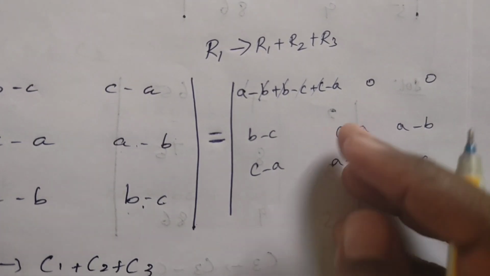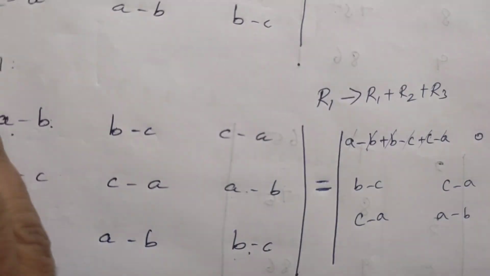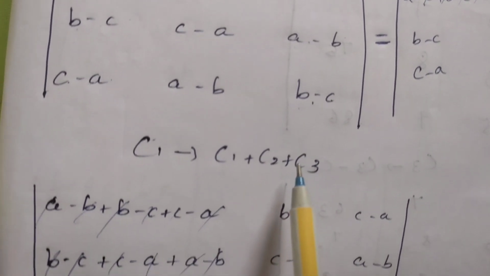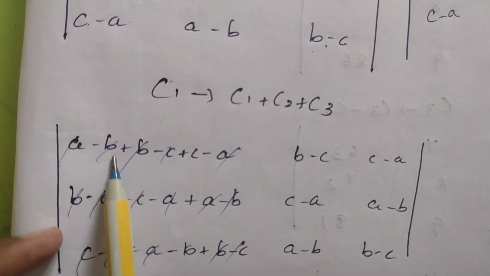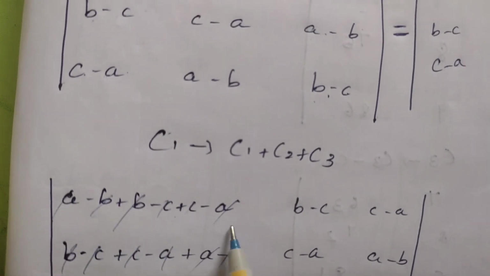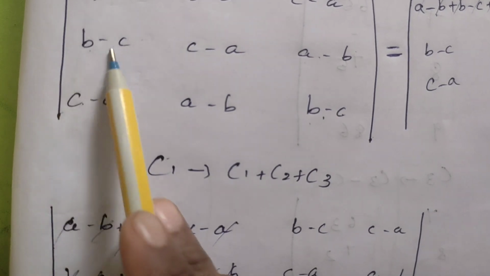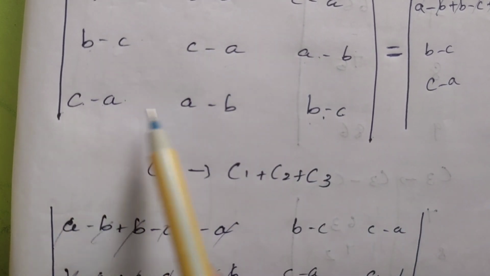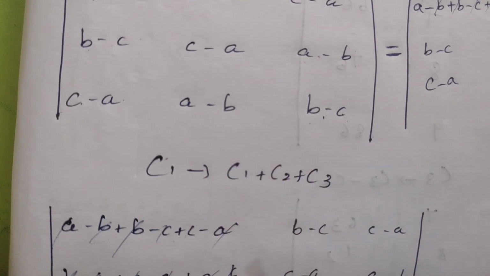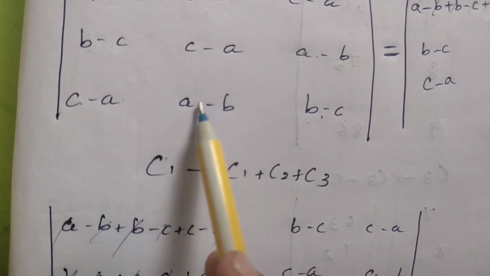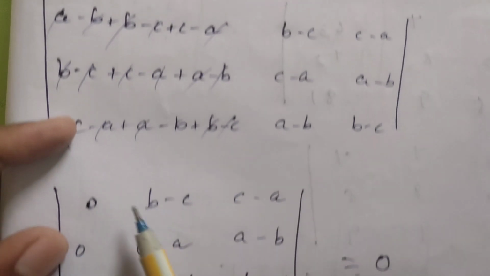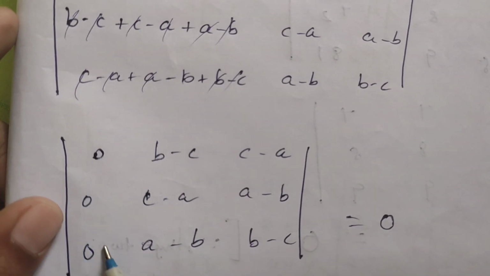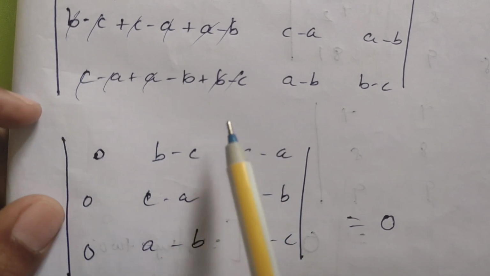Or else you can do it column-wise also. C1 tends to C1 plus C2 plus C3. If I do so, a minus b plus b minus c plus c minus a, b minus c plus c minus a plus a minus b, c minus a plus a minus b plus b minus c. Again it will get cancelled. So your first column will become 0. If this is 0, the value of the determinant will surely be 0.